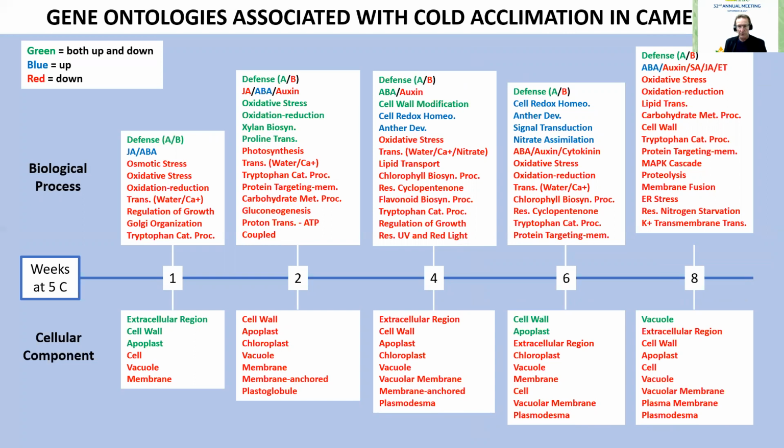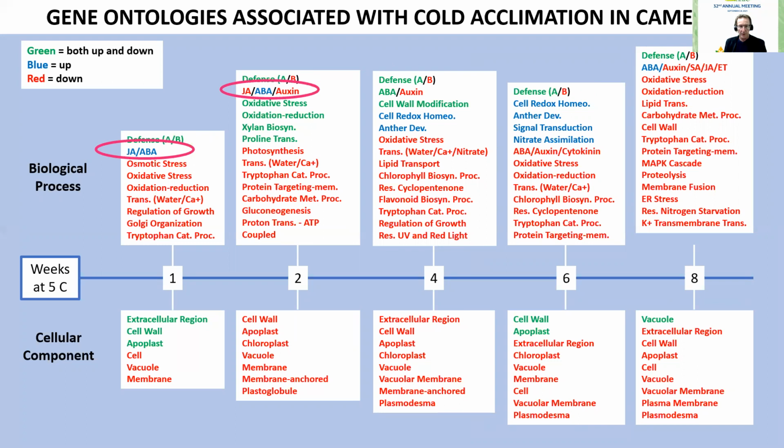Quickly looking across the gene ontologies for biological process in the top portion of the figure, you will notice that abiotic and biotic defense responses are observed at all cold acclimation time points, which included responses to cold, dehydration, heat, salt, wounding, bacteria, fungus, herbivores, and insects.